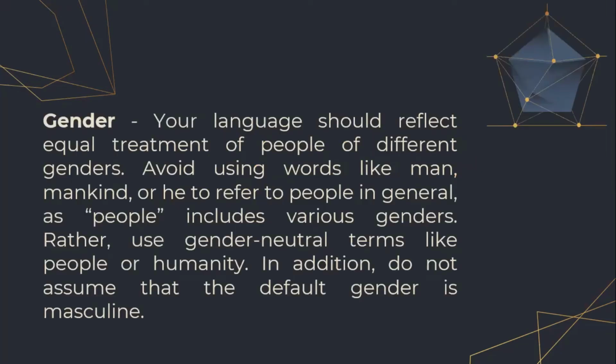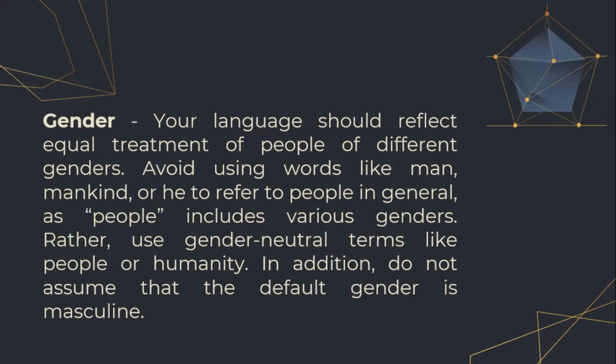So first is gender. Your language should reflect equal treatment of all people of different genders. Avoid using words like man, mankind, or he to refer to people in general, as people includes various genders. Rather, use gender neutral terms like people or humanity.